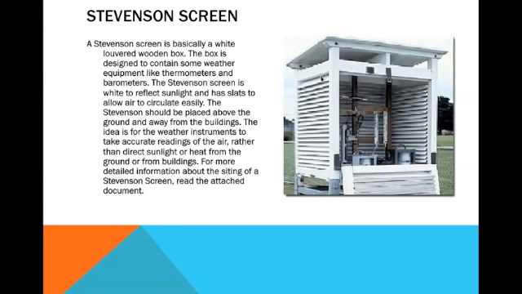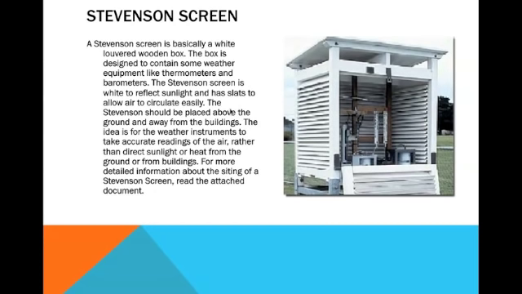So the Stevenson screen, it might, on a question, ask you why it is designed how it is, so tell us why it's designed this way. Well, you will say that it's white so that it can reflect sunlight. So that's the first characteristic of it. It's white so it can reflect sunlight, and it has slats to allow air to circulate easily, so that the air can come in for the thermometers to work.